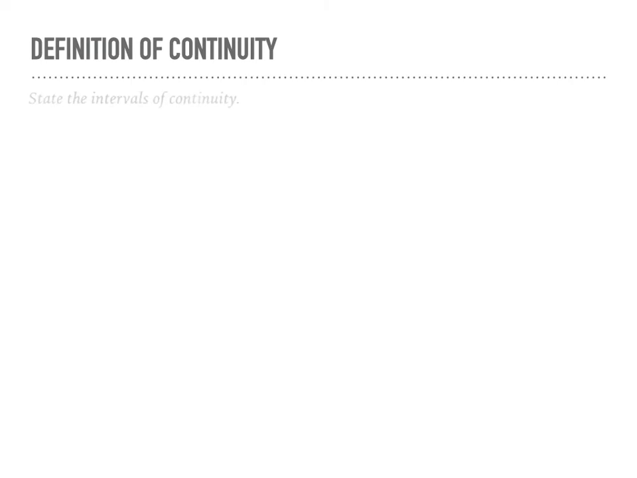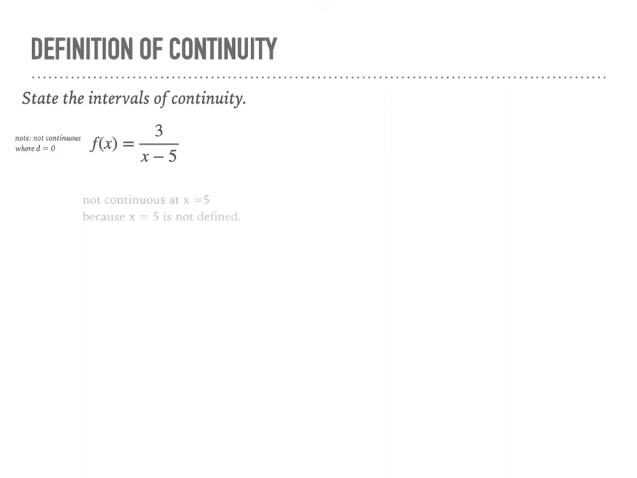Let's say we want to state the intervals of continuity, aka it's asking us to state where the function is continuous. Well, we can look at f of x equals 3 divided by x minus 5. Something right off the bat that we want to note is that it's not going to be continuous where the denominator is equivalent to 0. And from there, we can say that it's not continuous at x equals 5 because at x equals 5, the function is not defined. And if we want to state it in further terms, it's not defined because this creates a vertical asymptote at x equals 5.